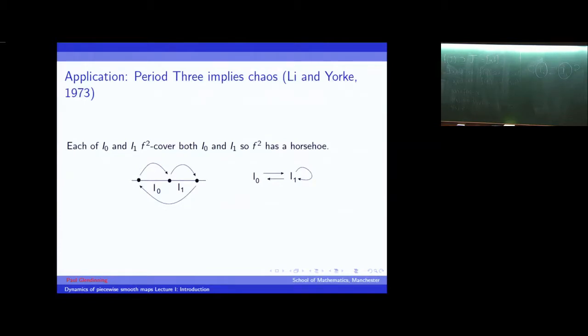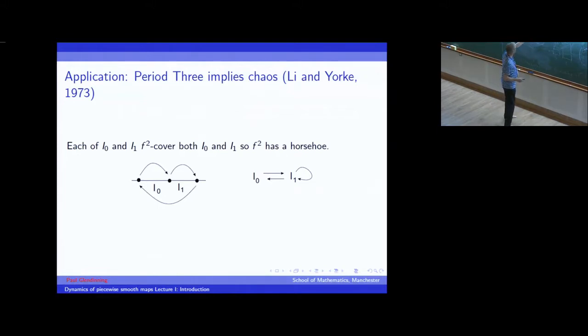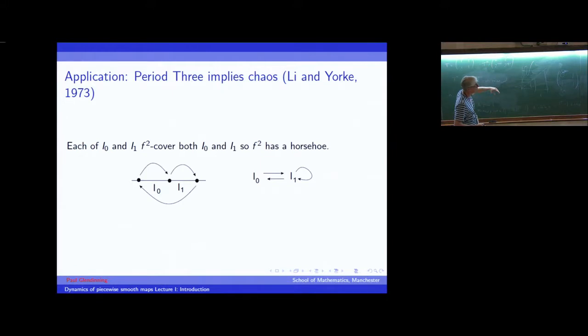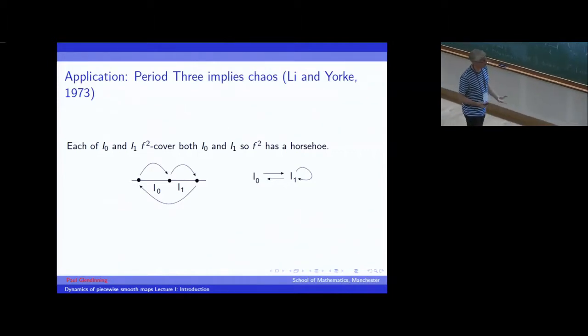We have period 3, I0 and I2, F2 cover themselves. So F2 has a horseshoe. You can see that two ways. F2, have I lost it? I rubbed it out. F2 has, it was 1, 1, 1, 2. Okay, so each entry is non-zero. That means you can go from anywhere to anywhere. Or you can just think, after two iterations, from I0 I can get back to itself, or I can get to I1, one of those and one of those. From I1, I can get back to myself by going around that twice, or by going backwards and forwards, and I can get to I0 by going around that once and then going across. Okay, so F2 has a horseshoe, and therefore that map's chaotic.